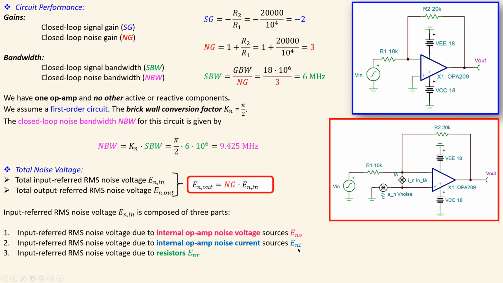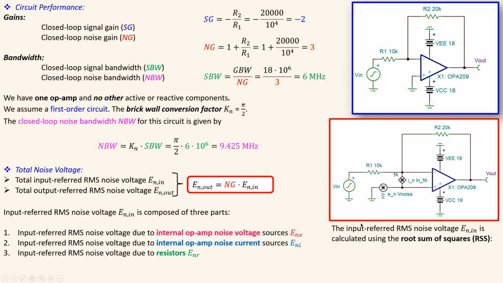And we have the white noise produced by these two resistors, which is also called broadband thermal noise. So we also have the input referred RMS noise voltage due to the resistors, which is given by this symbol, capital letter E sub N R. So we will take them together, and then using the root sum of squares, we can calculate the input referred RMS noise voltage.